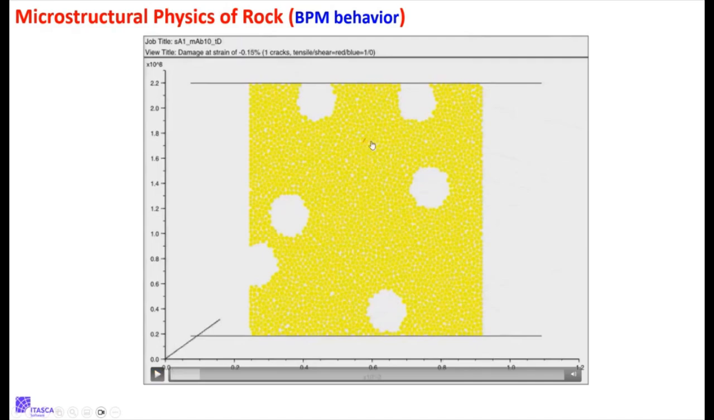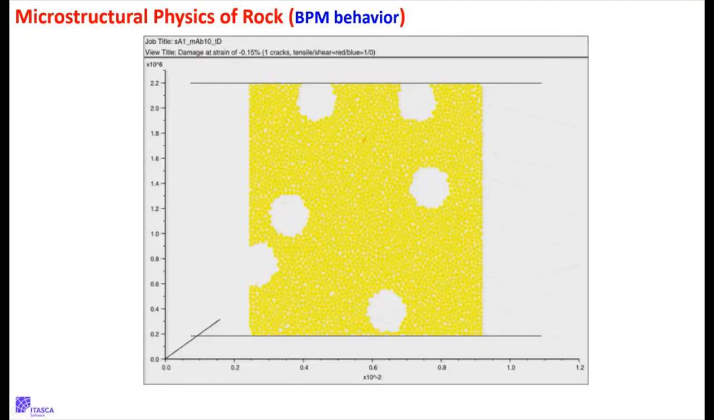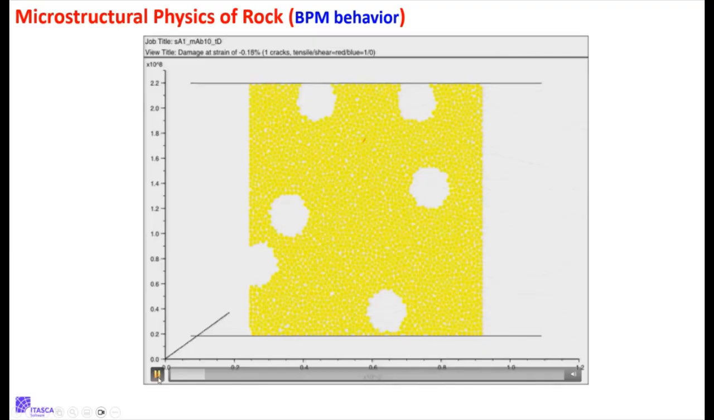Look here, a bond has broken, even early on. Okay, and this is because there's a heterogeneous force distribution. We're going to look at the force chains later. So there's one bond broken. Going to keep going.